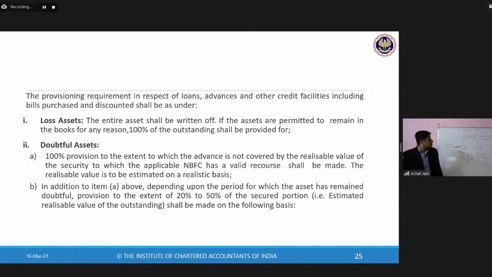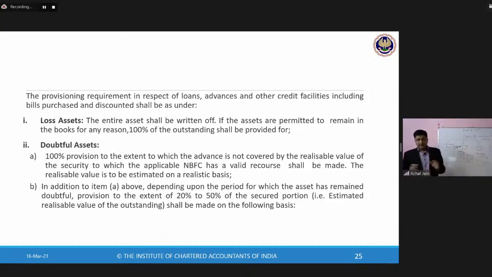So let's suppose against the advance which has been given by the NBFC to a customer, some security was held. Okay. So the provision for doubtful assets should be made after excluding the value of that security, because to that extent money will be realized by the NBFC by selling that security.